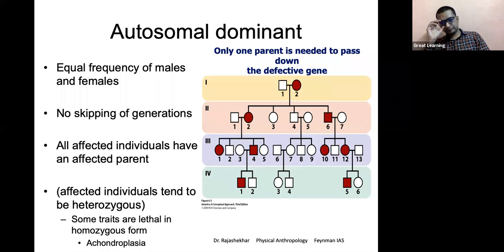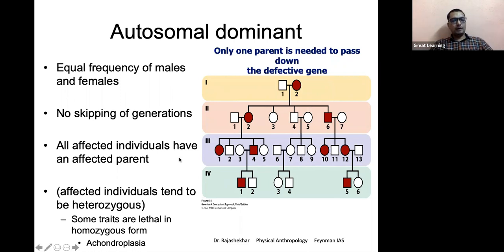Second point. Third point. All affected individuals have an affected parent. Is that true? This is autosomal dominant disease. Even if you have one allele, you see the problem. Meaning there's nothing called a carrier concept here. Either they are affected or they are normal. That's it. Two clear, distinct phenotypes. Either they have the problem or they have no problem. There's nothing in between. No carrier concept.